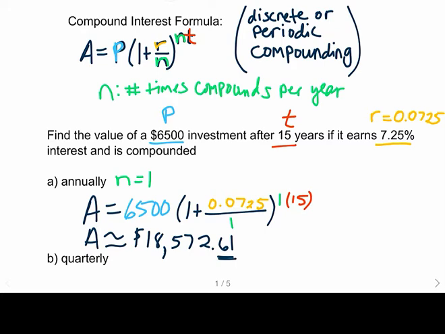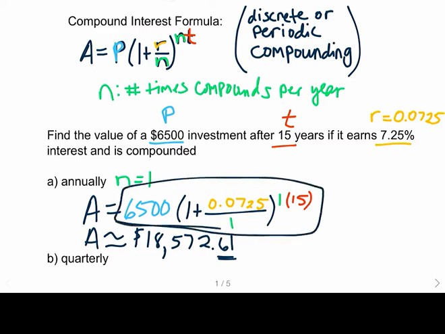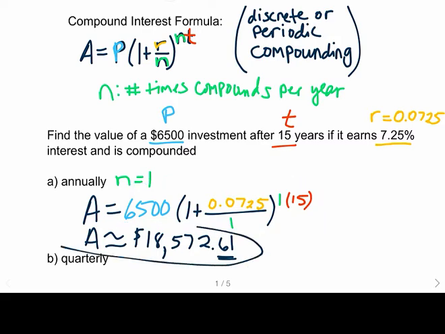What I need you to do is make sure that you can put this expression into your calculator and get the answer that I just wrote down. Let me circle that as the answer and then move on to the next part, which is asking us to figure out the same investment, but now we're changing the N. We're now going to be compounded quarterly, and since there are 4 quarters in a year, we're now looking at N is equal to 4.